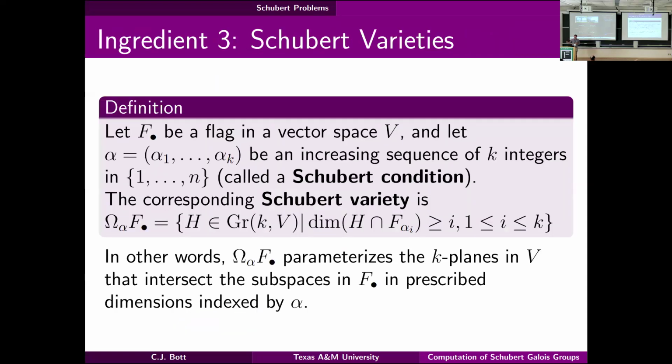So once you have a flag in your vector space, if you further specify what's called a Schubert condition, an increasing sequence of k integers in 1 to n, you get a Schubert variety. You get one of these closed Schubert cells. And these correspond to the elements of your Grassmannian that intersect the alpha_i-th piece of your flag in dimension at least i. So this is what I mean. Again, we have our solutions, which are elements of our Grassmannian. We have our flag, which is the thing we're going to be intersecting against in certain ways. And our Schubert condition tells us exactly those ways. It tells us the dimensions that our solution should intersect the pieces of our flag in.